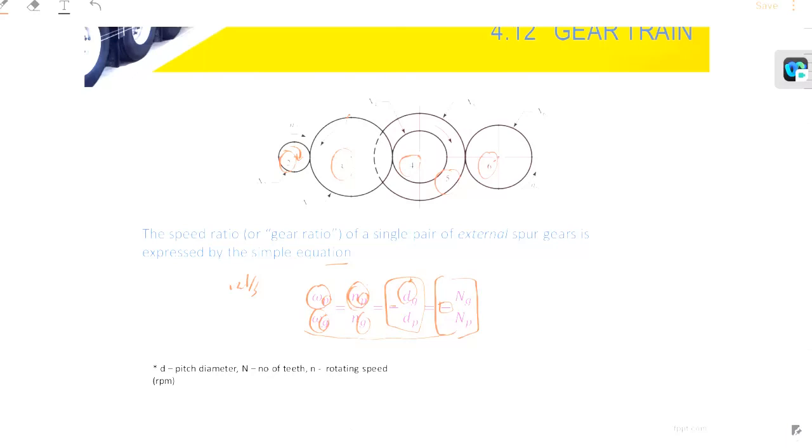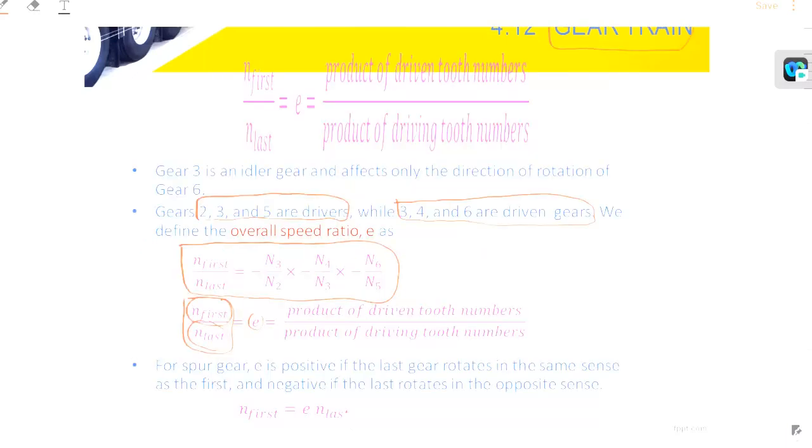For the overall speed ratio, if you use the number of teeth, this is the formula. It uses the rotating speeds of the first gear and the last gear. The first gear is gear 2 and the last gear is gear 6.